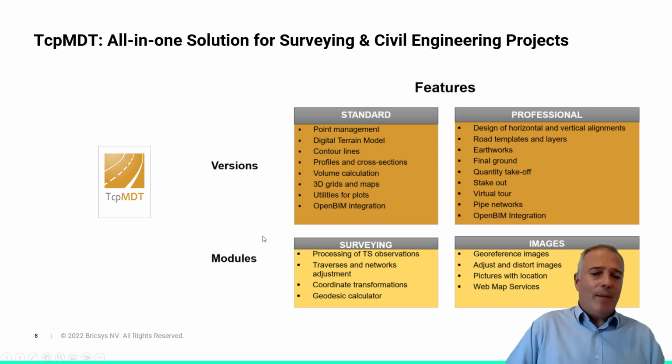These are the versions, and also you can choose optional modules. The surveying module, you can process total station observations, compensate traverses and networks, and perform coordinate transformation and use a geodesy calculator. And with image, you can reference images, adjust and distort using control points. You can also insert pictures with location data and use web map services.